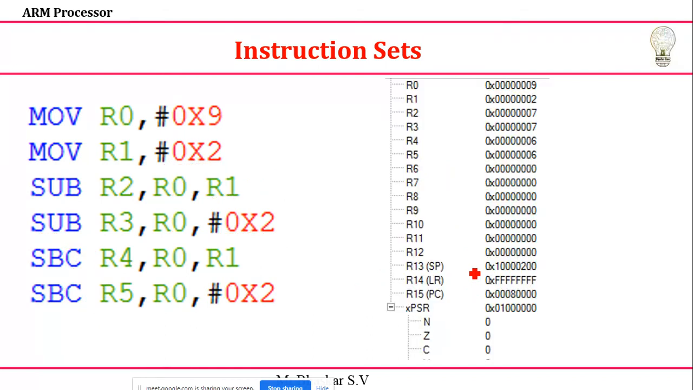If you want, you can check it out, execute, and you can see that first R0 value is loaded with 9, R1 value is loaded with 2. Next, R2 is R0 minus R1, so 9 minus 2, I'll get 7. The second instruction is also the same, 9 minus 2, I'll get 7. But you can see R4 and R5, I'll get 6, 6, because I'm using C. Clear about this one? Okay, remember these instructions. So this is about the subtraction.